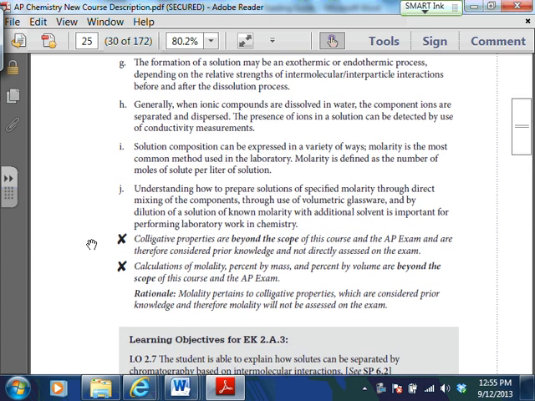Generally, when ionic compounds are dissolved in water, component ions are separated and dispersed. The presence of ions in solution can be detected by use of conductivity measurements. So, separated and dispersed. Do you remember the term that we used for separated and dispersed last year when we talked about it? Not dissolved.